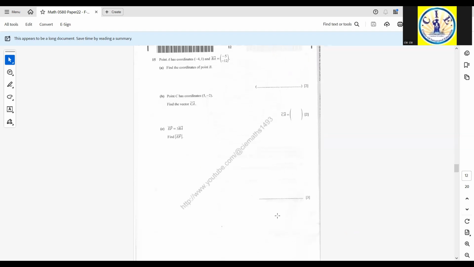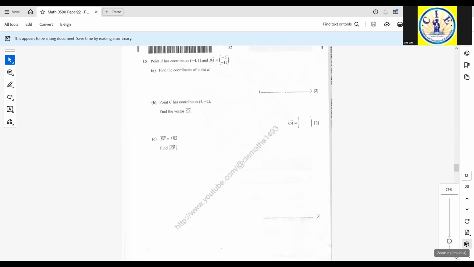It's question number 15 now. Point A has coordinates -4, 1, and BA is a vector -5, -12. Find the coordinates of point B. To write down A as a column vector, I write it down as -4, 1. This is the column vector of A.